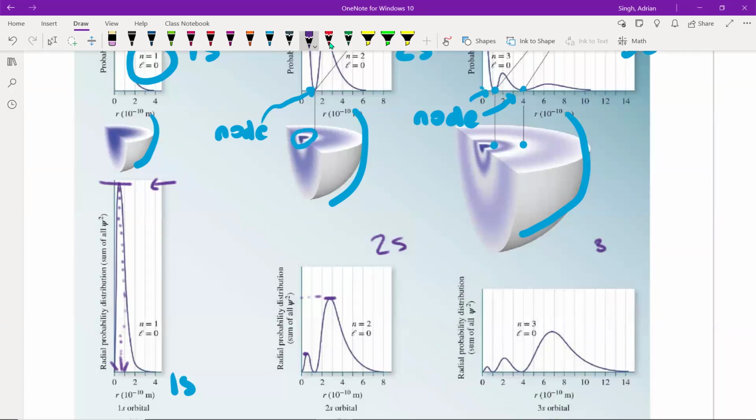And then for the 3s, we'll see that the peak here is even further out. So this is about 7 angstroms. That's the most probable distance of the electron from the nucleus. Yeah, it's possible for it to be closer, but it's most likely to be about this distance away from the nucleus. So that's how you read these radial probability distributions.